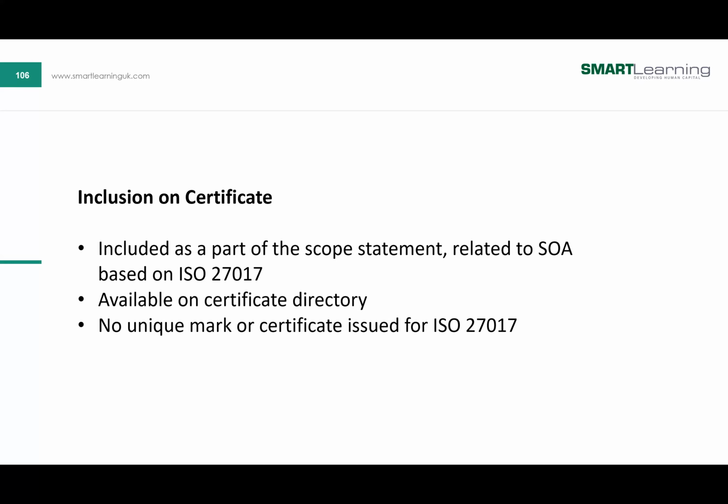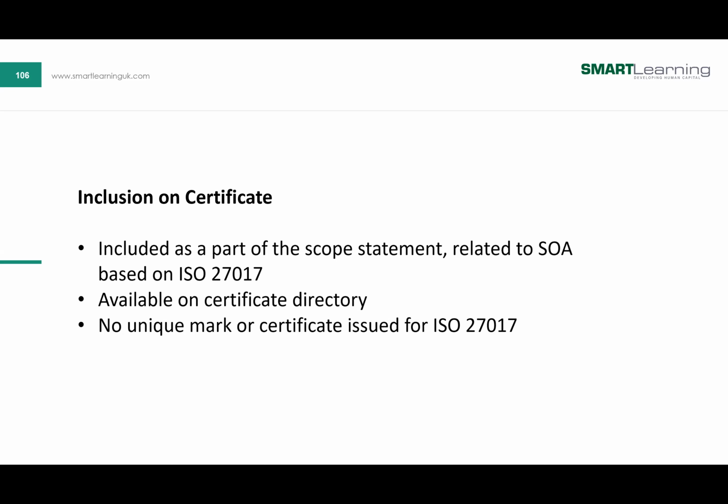Now, on your certificate, like we said, it will be included as a part of your scope statement related to your statement of applicability. You say, oh yeah, this is where we are getting our standard, our certificate on. Maybe we produce laser printers or laser pointers. So the certificate would say, for the provision of such and such service, creating or developing and selling or distributing laser pointers, whatever it is you do, would go on your certificate to say that's the area where you're getting certified.